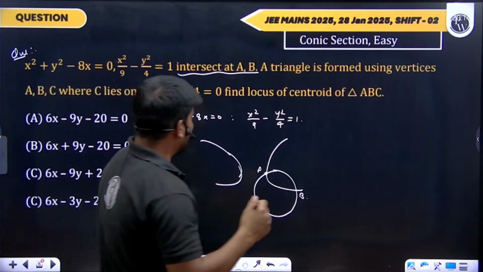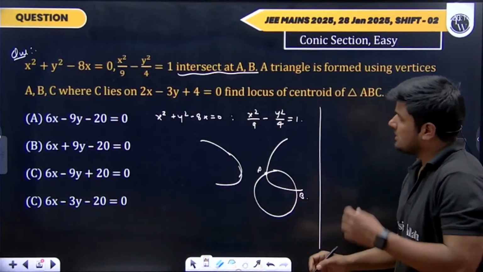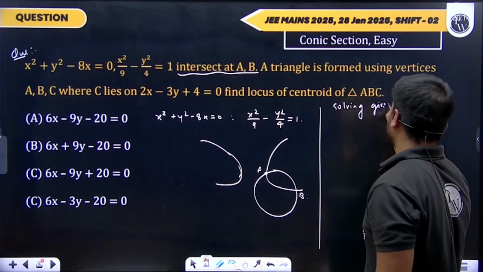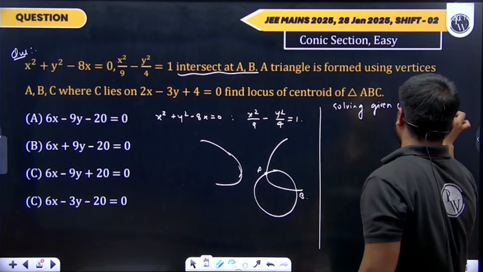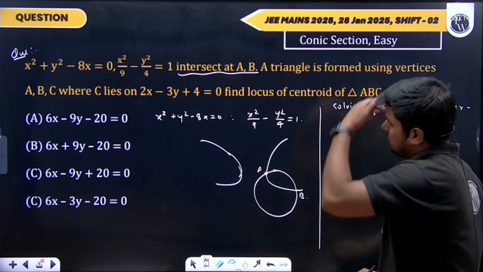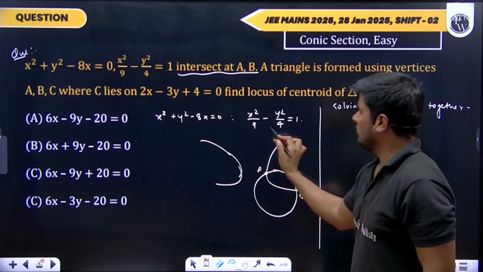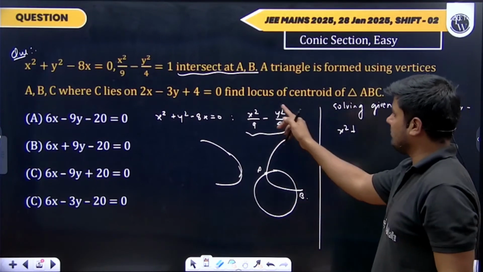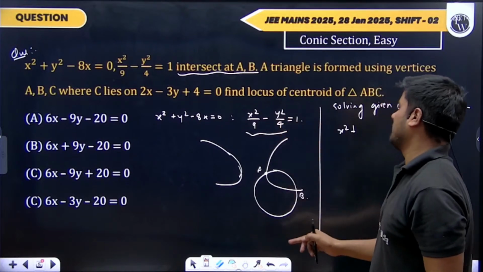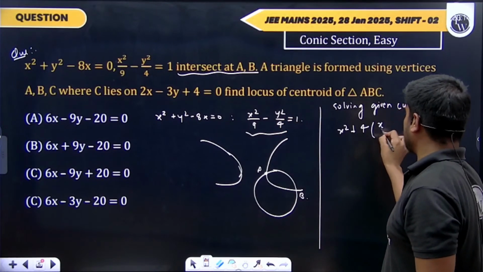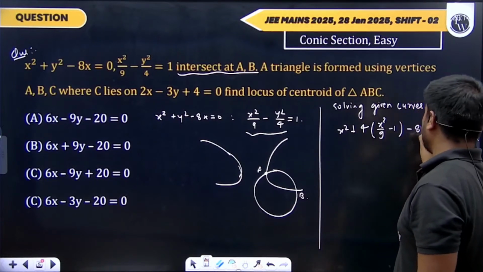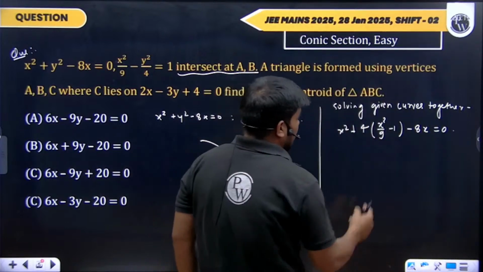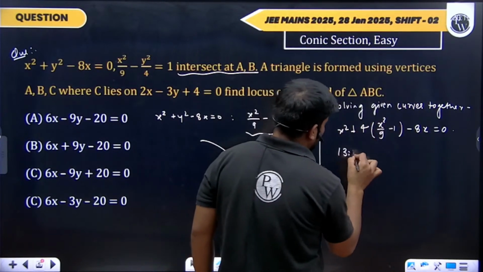To find these points of intersection A and B, we will solve the given curves together. So we will get x square plus y square from here, that is 4 times x square by 9 minus 1, minus 8x equals to 0. Right? Now there is a quadratic in x, that is 9x square plus 4x square, 13x square.